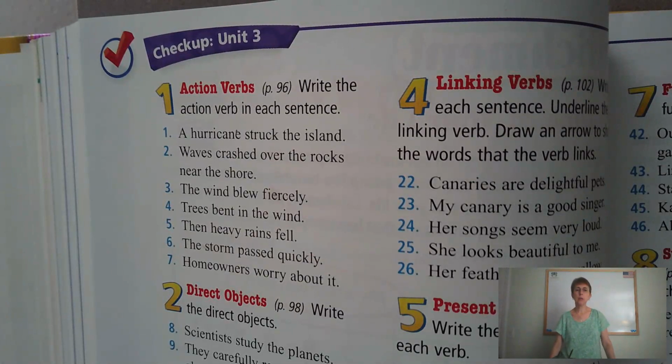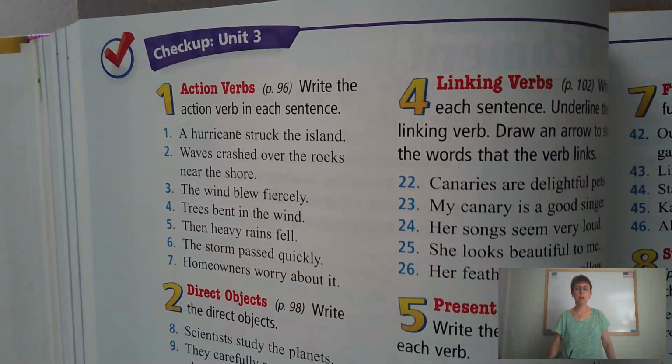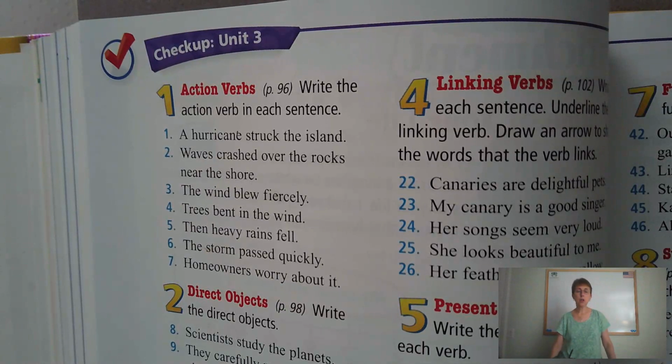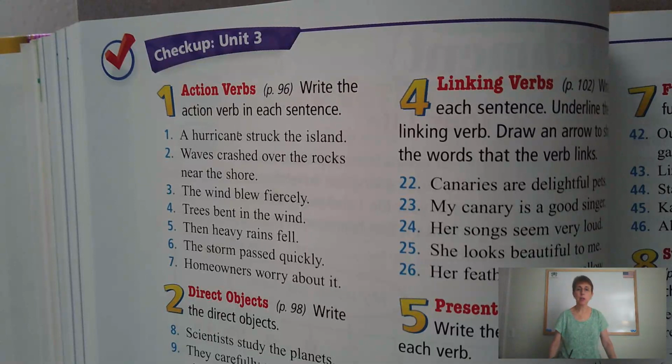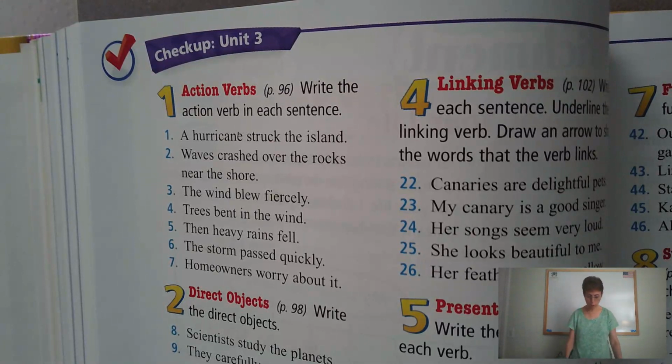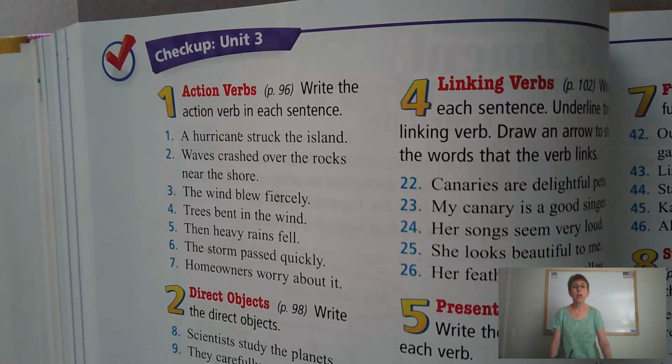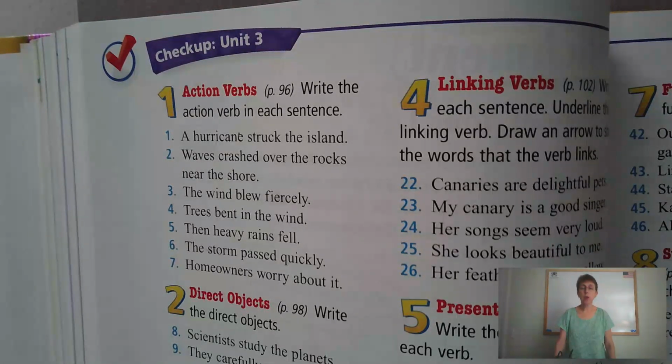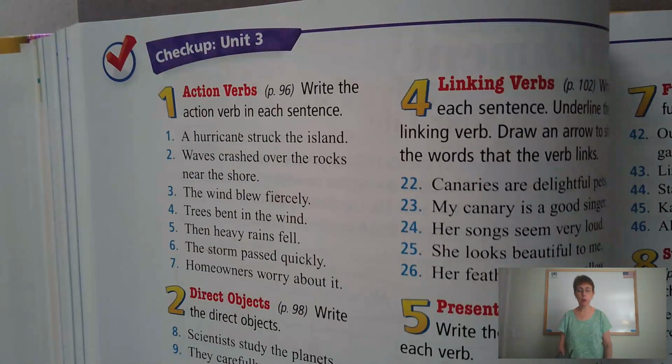This is your Language Arts e-learning lesson for Monday, April 20th. We're going to start with grammar. You need to go to your English textbook, page 130. For today, tomorrow, and Wednesday, you're going to be working on the Unit 3 checkup, which is a review of everything that has been covered in Unit 3, all about verbs.